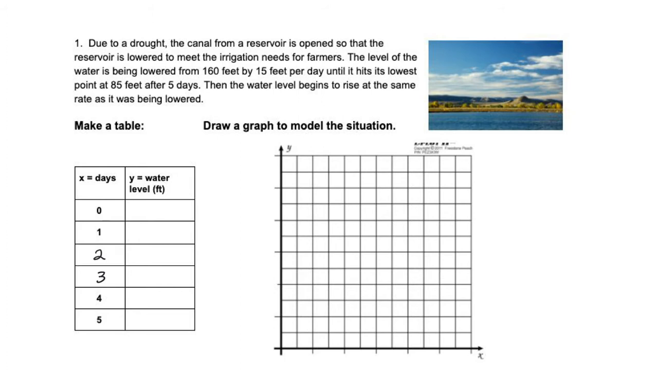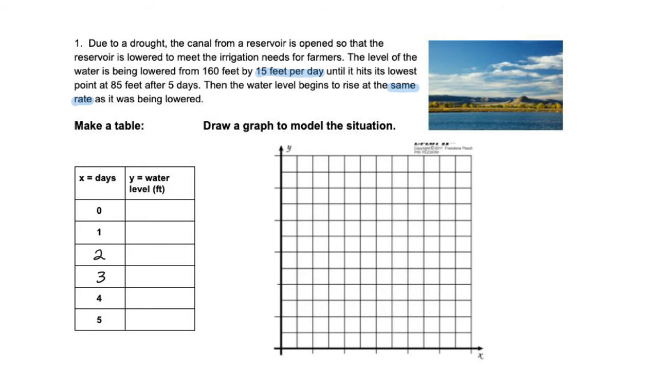We have some key information here though. This 15 feet per day is our rate. And then it says we're using the same rate when it's going back up. So when we have two constant rates, hopefully that is bringing to mind a certain function. That function should be absolute value.